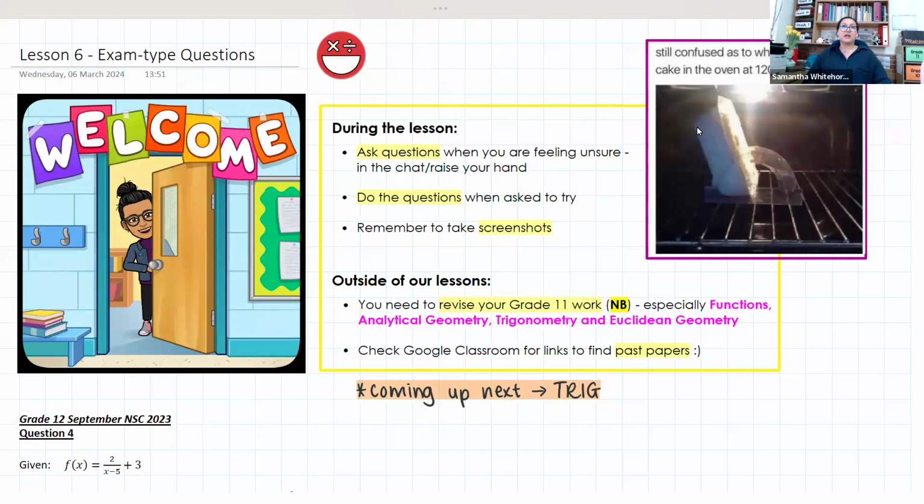Obviously, they can bring the inverse questions into a normal function question, like with a parabola or an exponential, but the bulk of your marks is coming from the grade 11 content. Okay, so let's have a look.